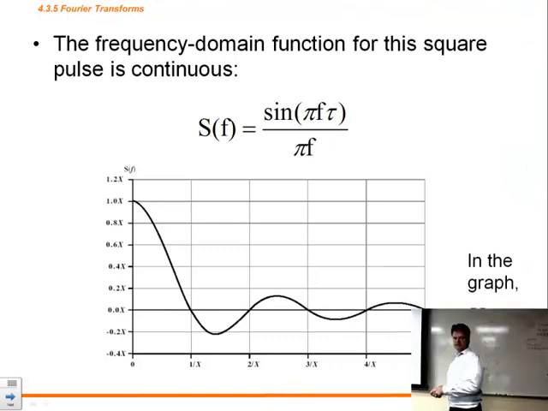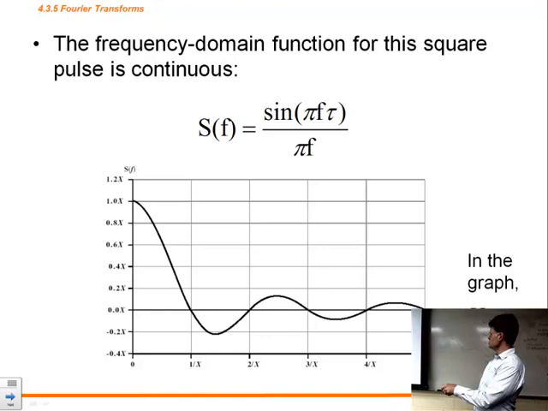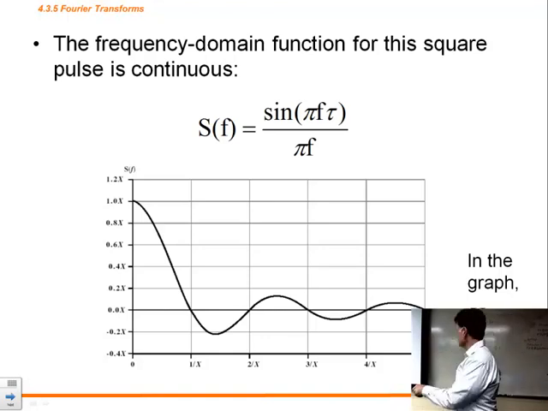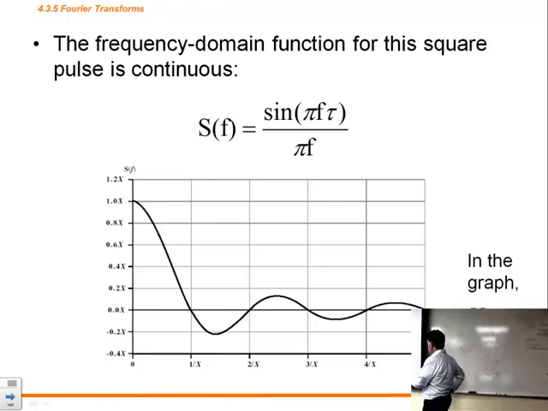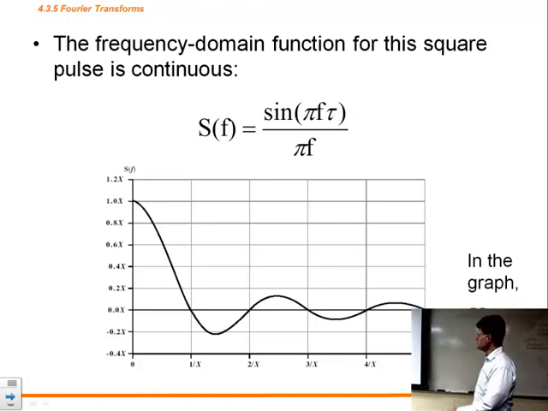Here's the sinc function again. So here it's from the origin on. So that's what it actually looks like. And so the frequency domain function for the square pulse is this. And in this graph, we're using x, but in the graph, x is the same as tau. So that's the scale we're using.